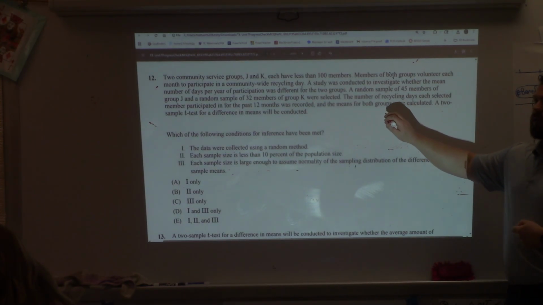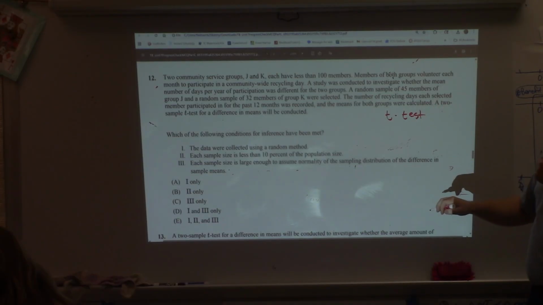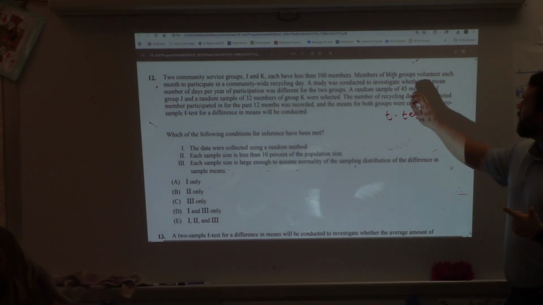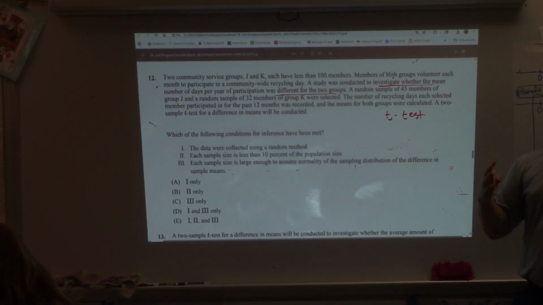A test. Is it going to be a t-test or a z-test? Why do we know t-test? So it's a mean, right? We don't have a population standard deviation, and we're investigating whether there is a difference. Does it say plausible values? No, just if there's a difference, t-test.